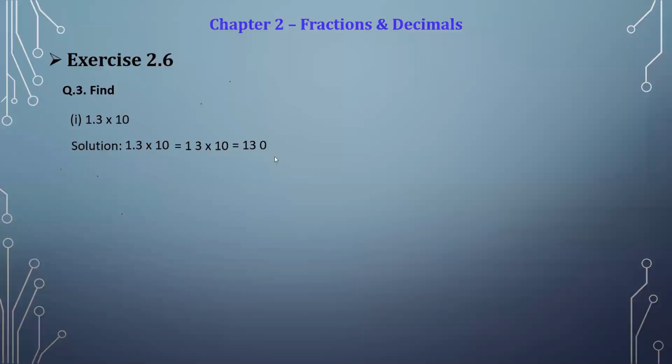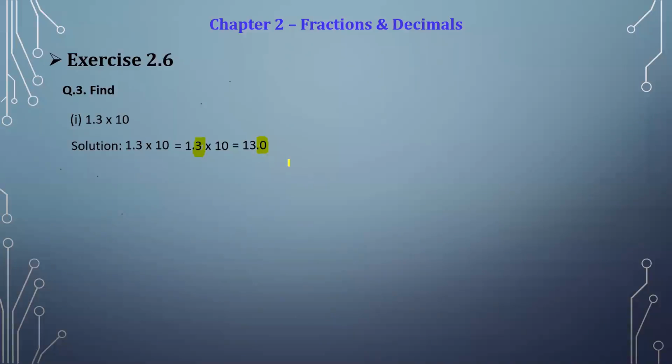Now we have obtained the product after removing the decimal point, and the next step is that we have to bring that decimal point back again. In 1.3, if we consider the position of the decimal point, only one digit is present after the decimal point. So in the final product, a single digit should again be after the decimal point, and that single digit is 0. So after 13 we put the decimal point, and the final product of 1.3 into 10 is 13.0.